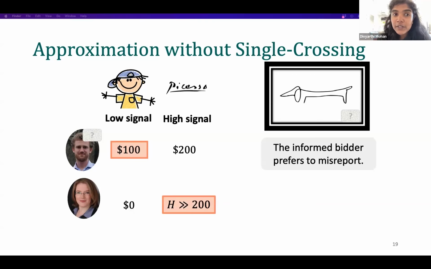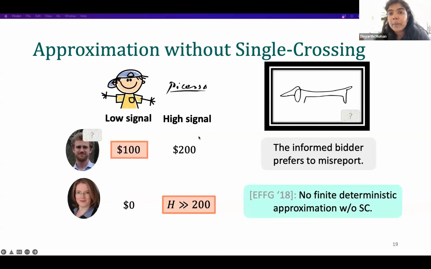But in the scenario that it is actually a Picasso, we definitely should allocate to Rebecca if we want any sort of good approximation guarantee, because her value is just way higher than $200. But to be truthful, we need to be able to allocate to Simo. If we allocate it to him in the low signal, we should keep allocating to him in the high signal. So no deterministic mechanism here can get any finite approximation guarantee.